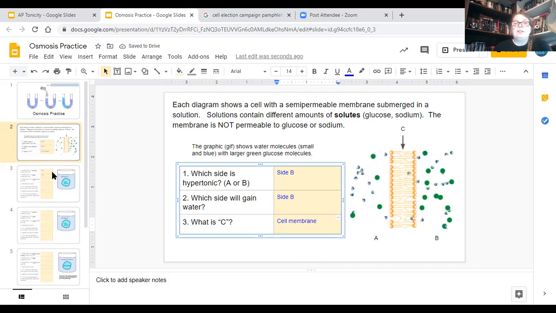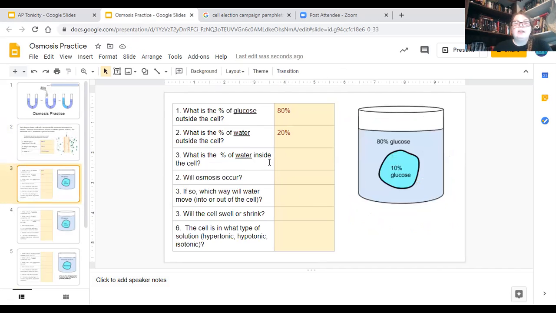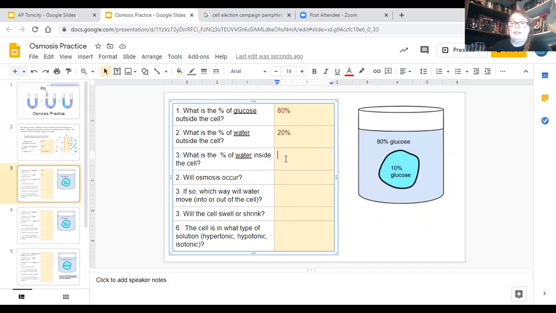If you're watching the video, you're getting all kinds of help on this. All right, so in this example, they are just drawing a cell for you and they are telling you in numbers how much sugar's on either side. So what percent of glucose is outside the cell? 80%. What about water? It has to add up to 100%, right? So if 80% of it is sugar, the percent of water would be 20%. So the amount of water inside the cell, if it's 10% sugar, how much water is left? That's 90%.